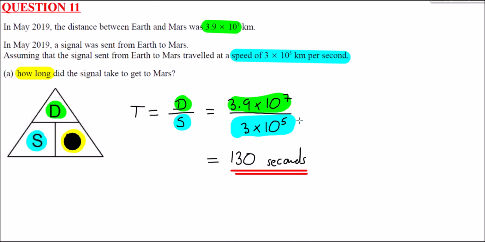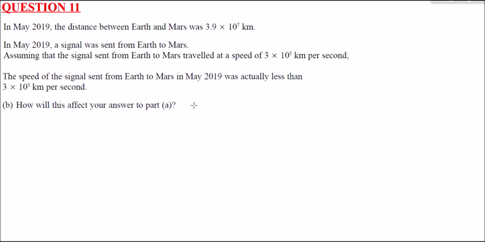Now for part B, it says the speed of a signal sent from Earth to Mars was actually less than 3 times 10 to the 5, so it was actually sent slower. So if a signal wasn't travelling as fast, how will this affect the answer to part A? Part A told us how long it would take to get there. If something travels slower, it will take longer to reach its destination. So our answer from part A will be greater.